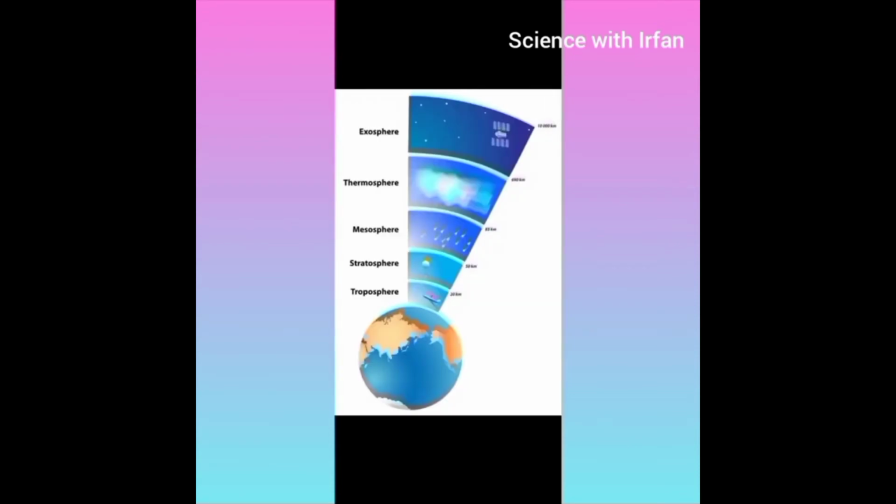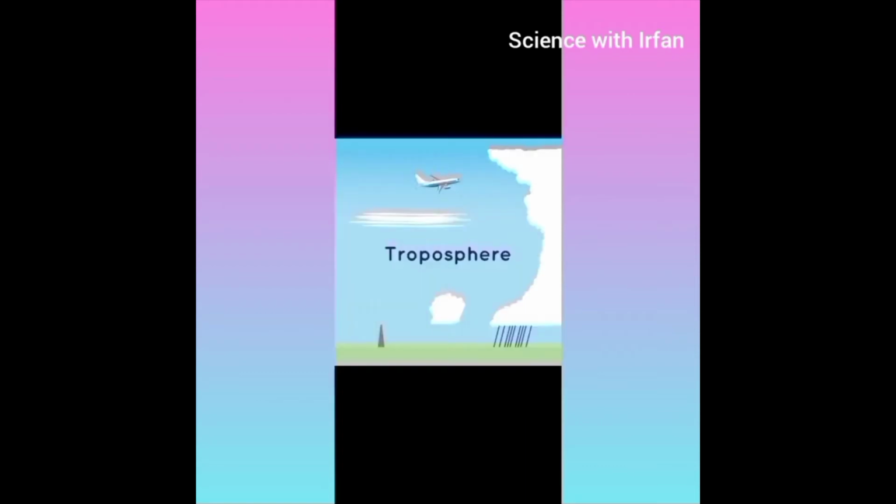Now, fact time. Do you know that the atmosphere of the Earth is 10,000 kilometers thick? Yes. So, is this very thick atmosphere only one layer? No, it contains layers such as the troposphere, stratosphere, mesosphere, thermosphere and the exosphere. So, let's learn them one by one. Now let's start from the troposphere.